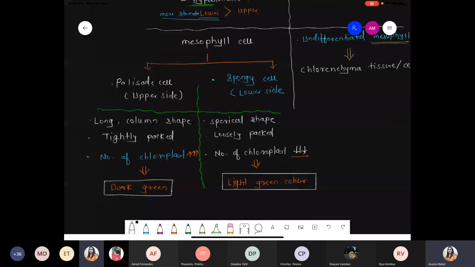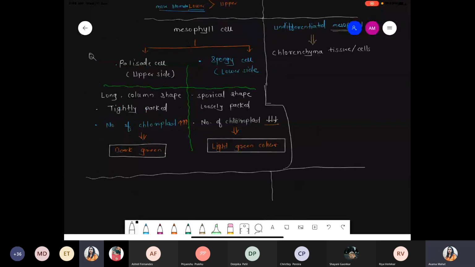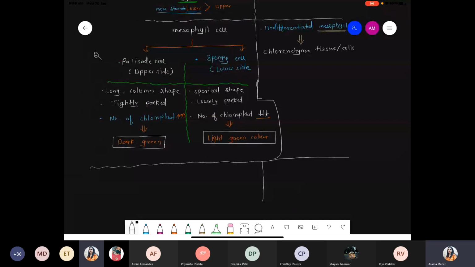One question from this point. That's it. Done. And the last point, quickly tell me with respect to venation. In case of the dicot leaf, which kind of venation is present? And in case of the monocot, which kind of venation is present? Chalo, last point with respect to venation.